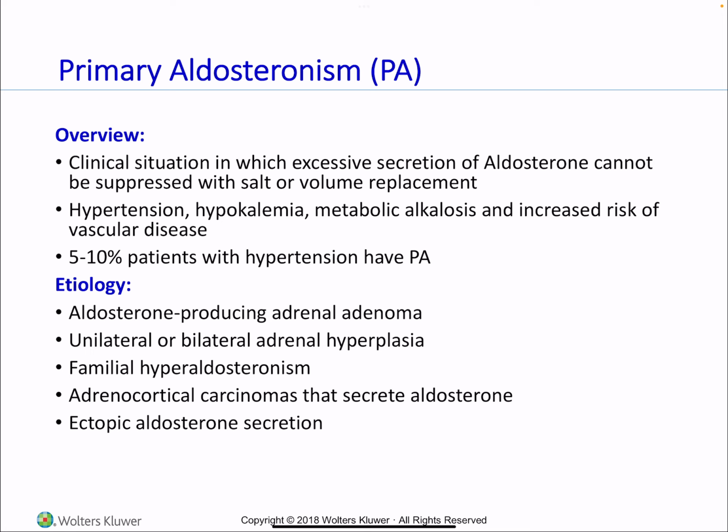So, what's the etiology? Well, it can happen because of different reasons. There is a chance that a person can get primary aldosteronism due to an aldosterone-producing adrenal adenoma, also a unilateral or bilateral adrenal hyperplasia. There is a condition called familial hyperaldosteronism or adrenocortical carcinomas that secrete high levels of aldosterone. Also ectopic aldosterone secretions. These are all reasons why a person can experience primary aldosteronism.